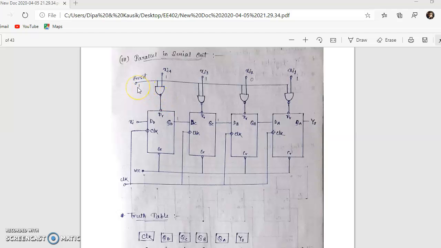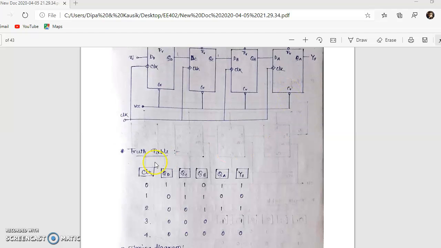Similarly, this NAND gate output is 1 1 0, but the entire value is 1. This NAND gate output is 1 0, means output is 1, but the entire value is 0. This NAND gate, the output value is 0, but the entire value of this flip-flop is 1.